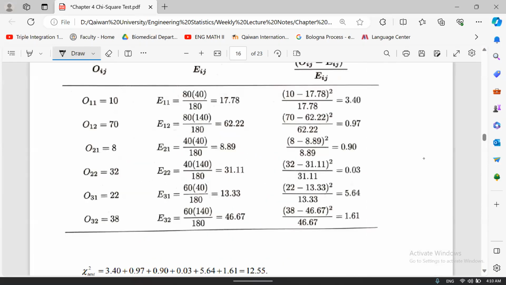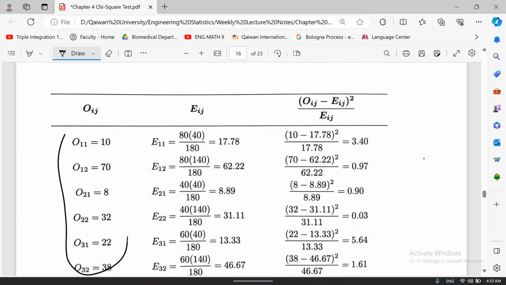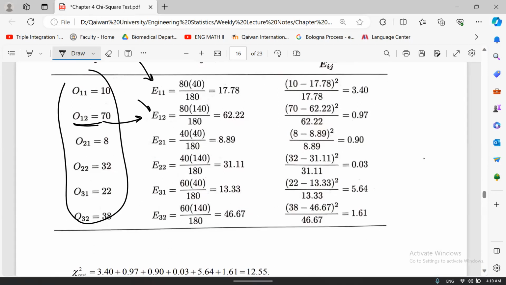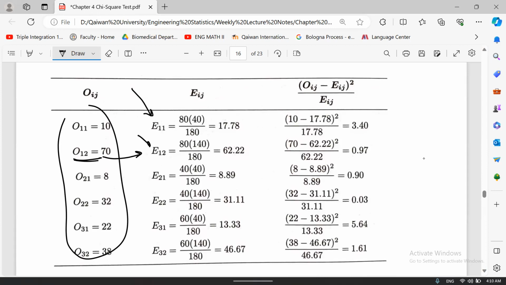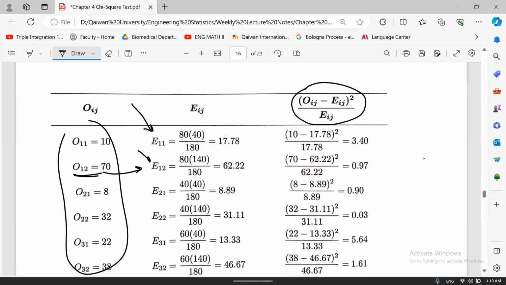Look. These are given. We calculate E11. For each observed frequency, you must have the expected frequency. We find these all. Then we calculate observed frequency minus expected frequency, dividing by the expected frequency. It's similar to the previous rule that we use in the goodness of fit test. It's the same rule. Only finding the expected frequencies is different.